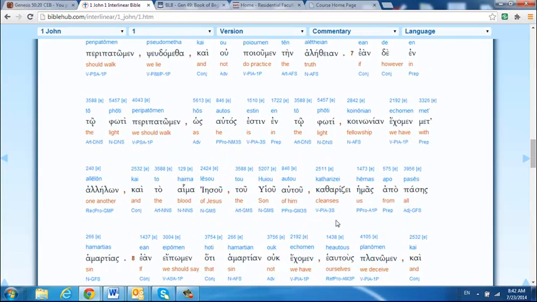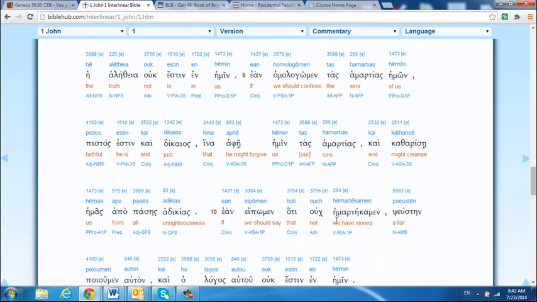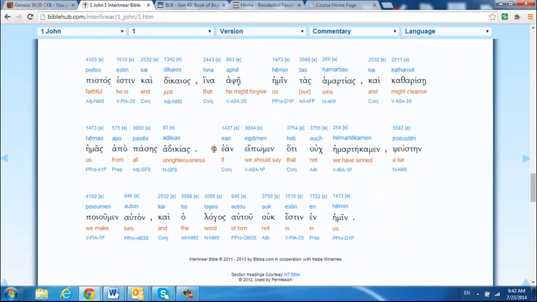So if you look at 1 John 1:10, for example, down here, if we should say, that's ean, the third class condition, with the subjunctive. If we should say that, hoti introduces a noun clause. Now you might not say this, but if we should say that we have not sinned, perfect tense, which means that if we were to say that we have not sinned at some point in the past, and that having sinned has not stayed with us in the sense that we need cleansing now.